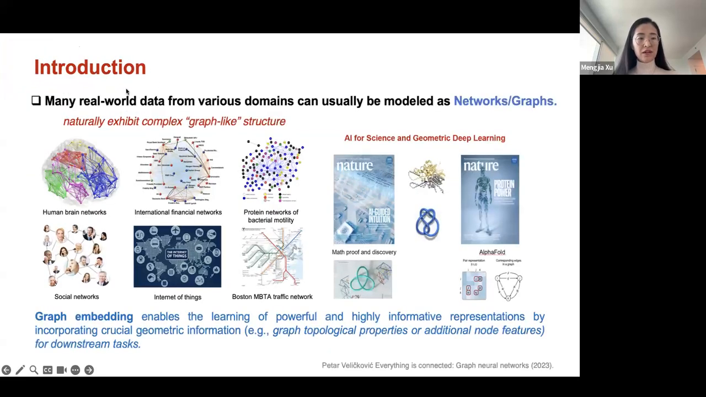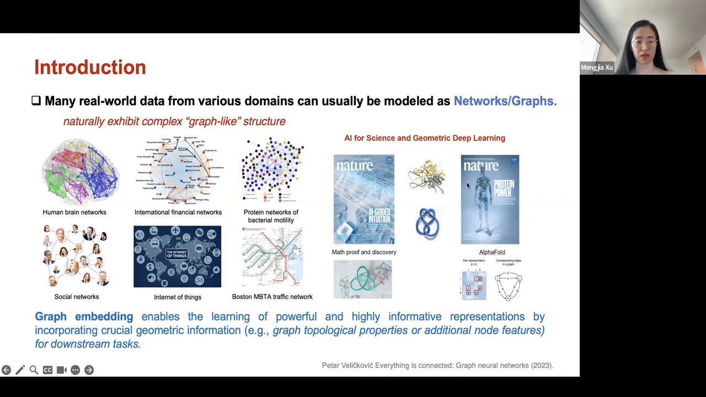First, a lot of real-world data from different domains can usually be modeled as networks or graphs. A paper from 2023, as shown here, mentions that everything in the real world is connected. For example, human brain networks, financial networks, protein networks, and also very large-scale social networks and transportation networks.